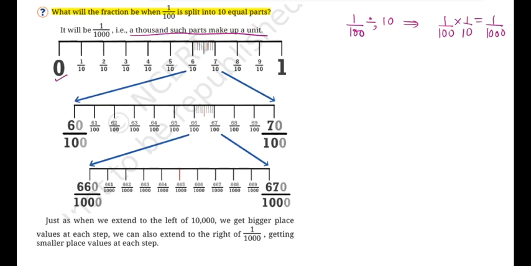Now, as you could see, from 0 to 1 we have divided it into 10 equal parts. 1 over 10, 2 over 10, 3 over 10 and so on up to 9 over 10. And then this one will be 10 over 10. And 0 we can write as 0 over 10.